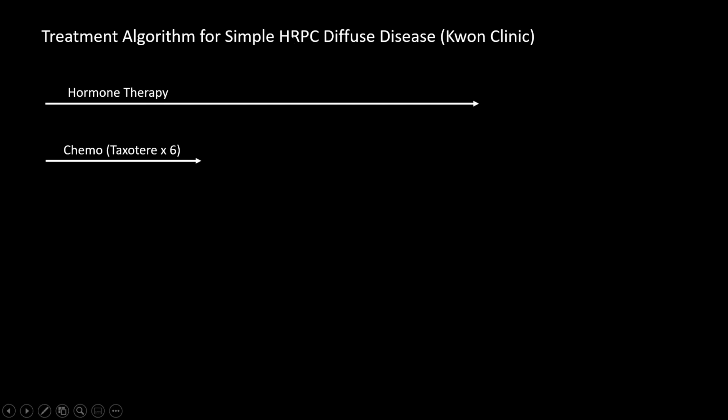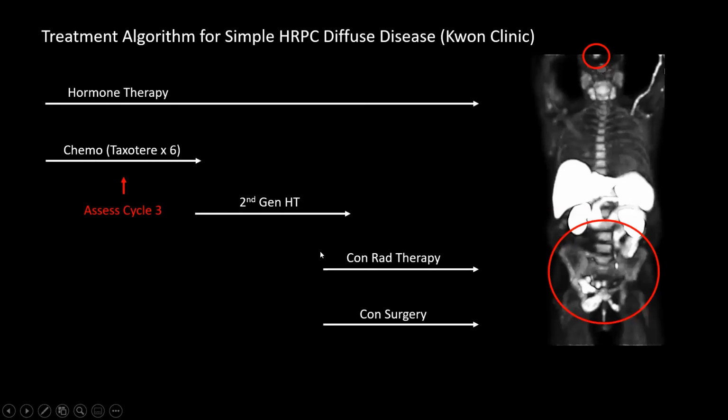For a simple hormone-resistant prostate cancer, of course, these patients stay on hormone therapy forever. They get chemotherapy in the form of Taxotere, assessed at 3 cycles, like I said before. Then we use 2nd generation hormone therapy after chemotherapy. And then once again, we look for the possibility of consolidative radiation therapy or consolidative surgery to wipe out whatever might be left behind.